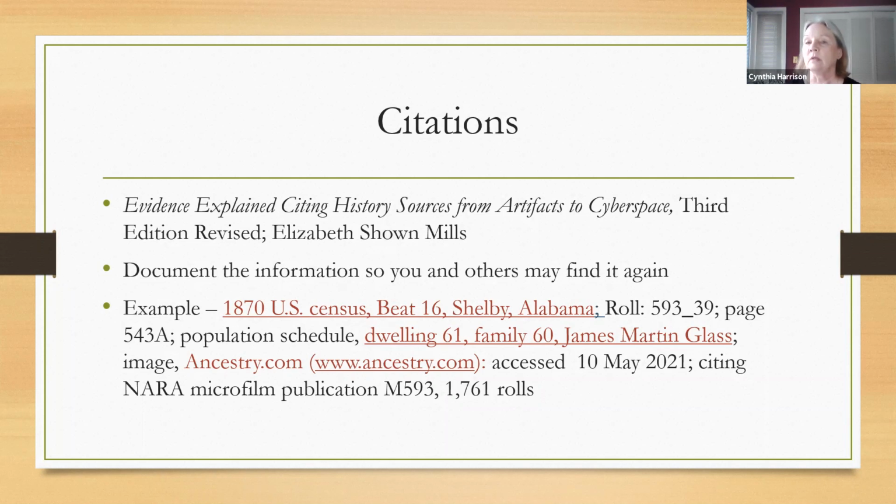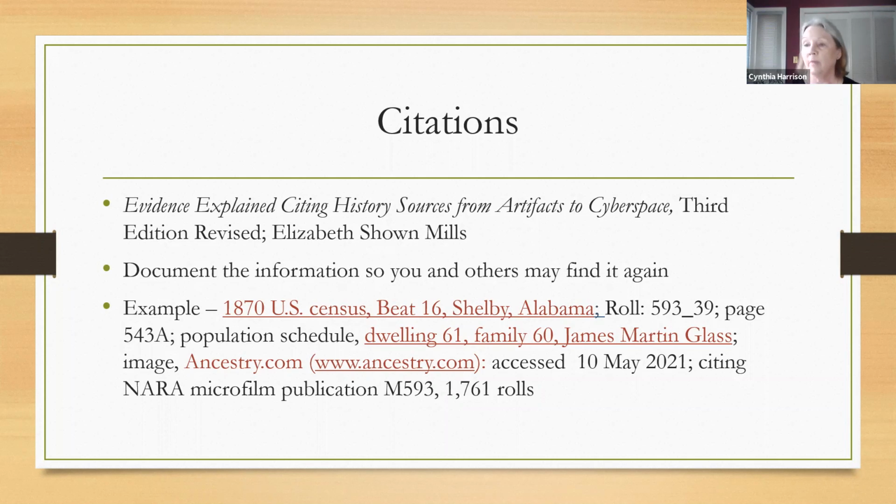This book focuses on identifying the information researchers should record as they're reviewing a document for eventual identification of the source and all details in the future. So I used the 1870 census for some of the information on my family group sheet, where I put the information. And so you'll see the complete citation, the name of the record, which was the 1870 US Census. Then it was the city. This time they didn't have a city, so it was Beat 16, the county, Shelby, state, Alabama.